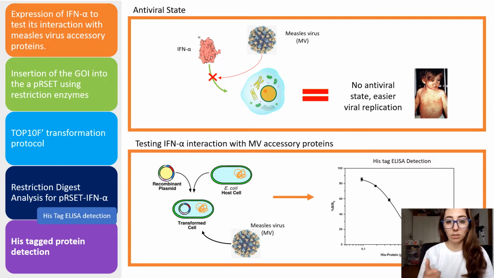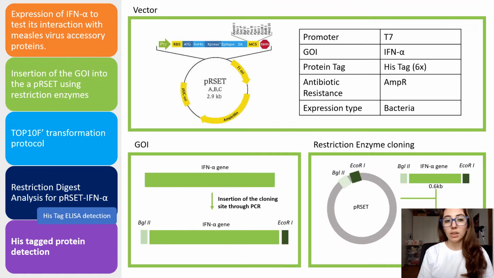coli and determine the expression levels using an ELISA his-tag assay after the interaction with measles virus accessory proteins. The vector chosen for this project is the pRSET vector. This is a prokaryotic high-level expression plasmid with a strong T7 promoter, and it has a polyhistidine tag in the N-terminal, which helps in the purification and detection with antibody.